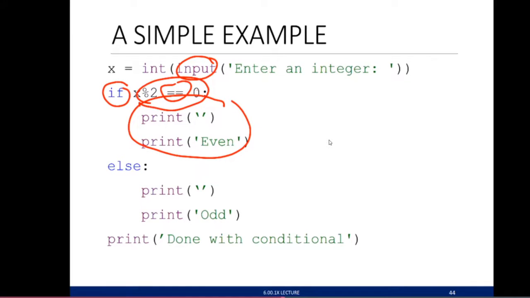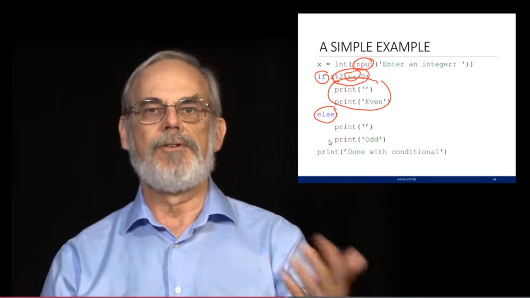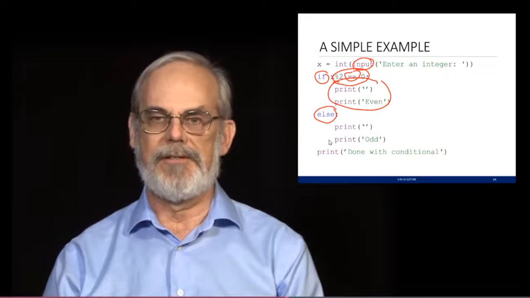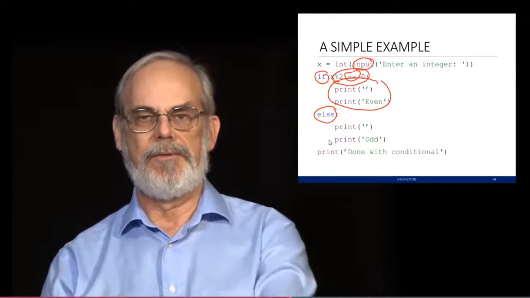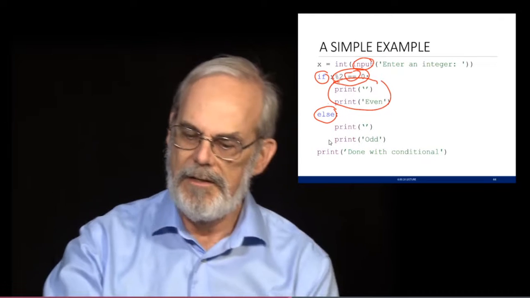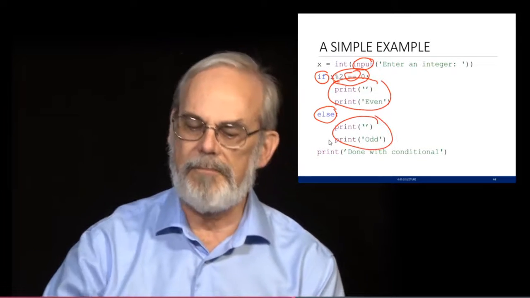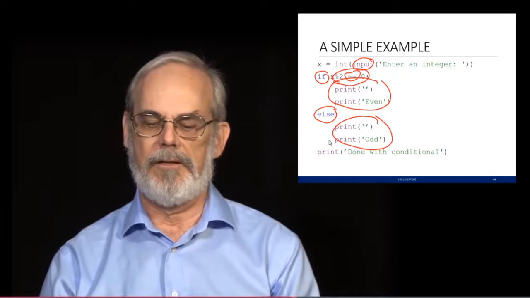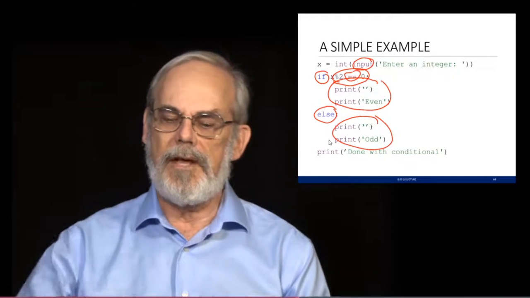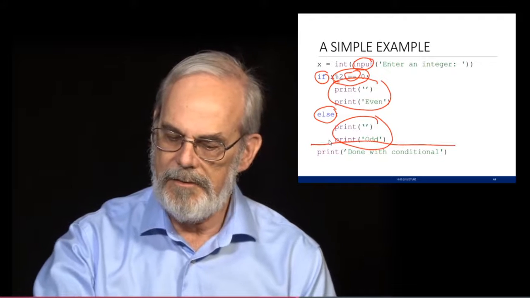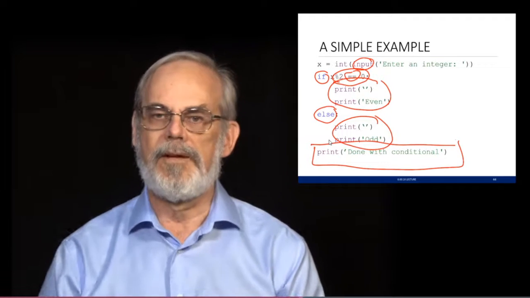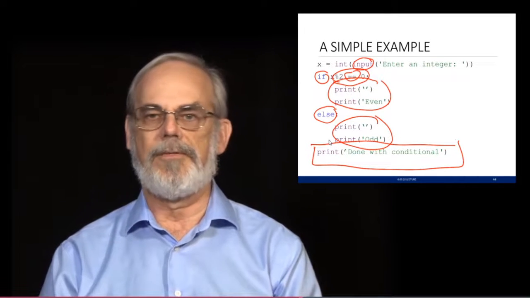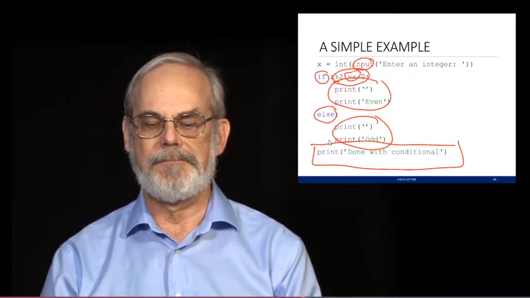If it's not true, I need to tell it what to do, and I use the special symbol else for that. These are often called if-else expressions. If this is true, do this. Otherwise, do that. And here, again, I've got a block of code. In this case, it's going to print out a blank line and then the word odd. In either case, when I'm done with all of that, I'm going to go down to the rest of the code, which is just going to print out a simple thing that says I'm done with this conditional.